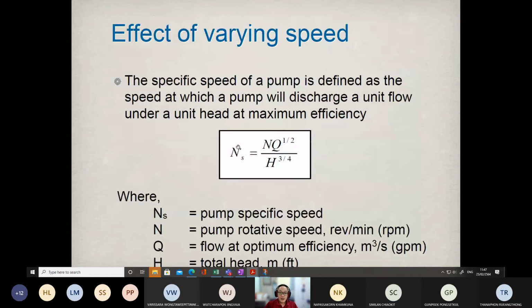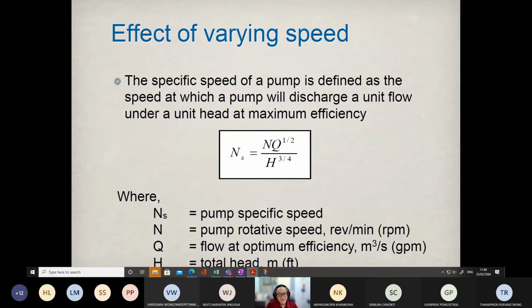Okay, varying speed. Sometimes we need to determine the pump specific speed. What is the pump specific speed? The pump specific speed is the speed at which the pump will discharge just 1 unit of flow under 1 unit of head at the maximum efficiency. So actually this factor is not very useful, just to determine and compare with other pumps.